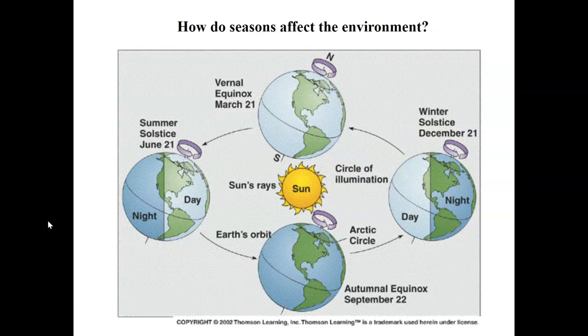Seasons are caused by the tilt of the Earth's axis. The Earth actually sits on a tilt on its axis, and this is going to cause the sun to hit different parts of the Earth at more direct angles and much more wide angles at different parts of the year. This is going to cause certain parts of the Earth to experience more seasonal variation and other parts of the Earth to experience less seasonal variation.